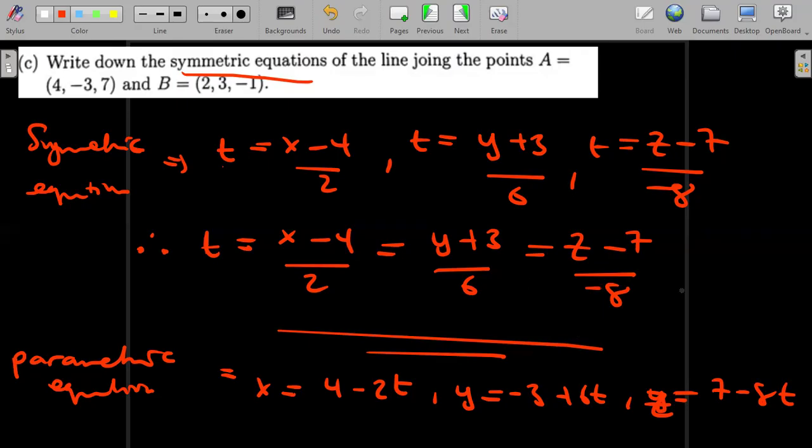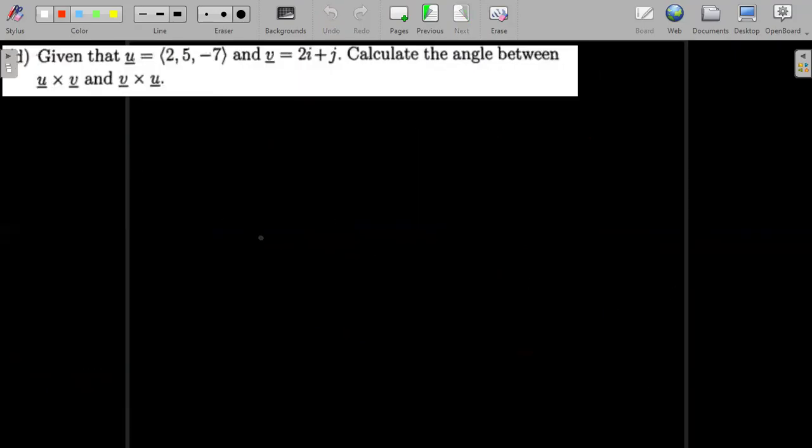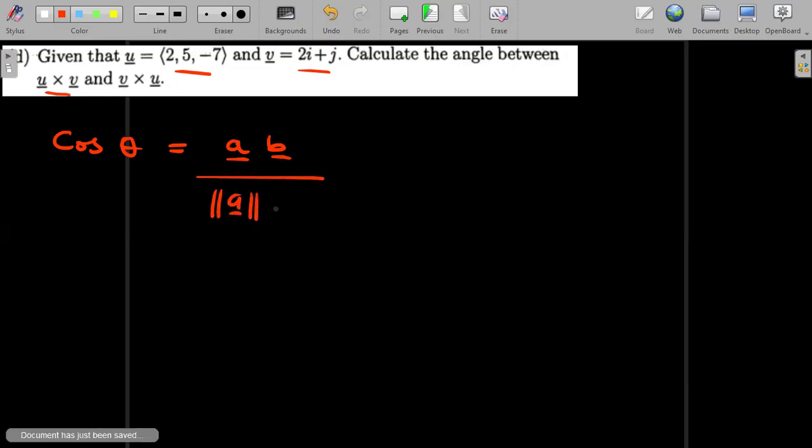All right, we move on to the next and last question. It says, given that u is equal to this vector and v that vector, calculate the angle between the cross product of u and v, and v and u. The way we find that angle is by the formula cos theta equal to, so if we have two vectors, a and b, finding the angle between them, then we use the magnitude of vector A and the magnitude of vector B, like this.